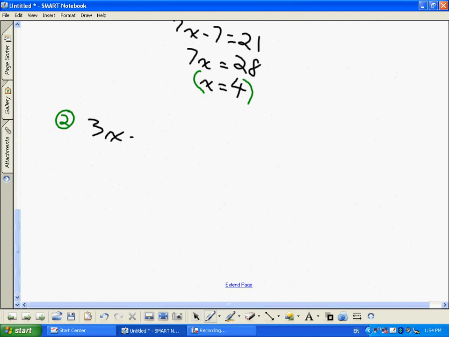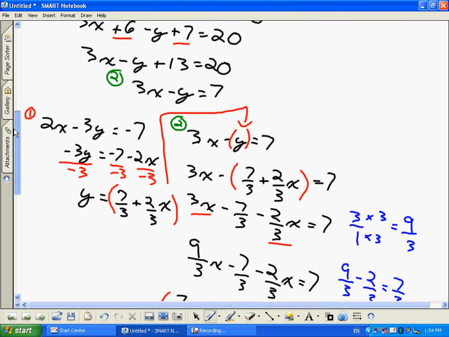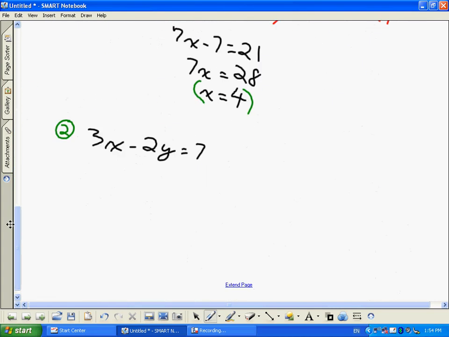3x, did I say minus 2y equals 7? I think that was our original equation. That's why, guys, it's very important you number your equations. You can look up again. It's 3x minus y, not minus 2y. So you're doing the second equation, okay?